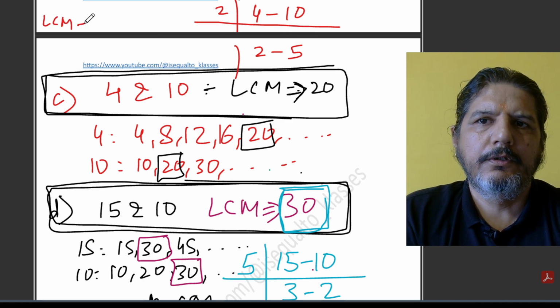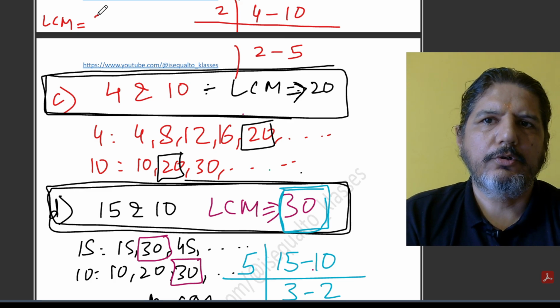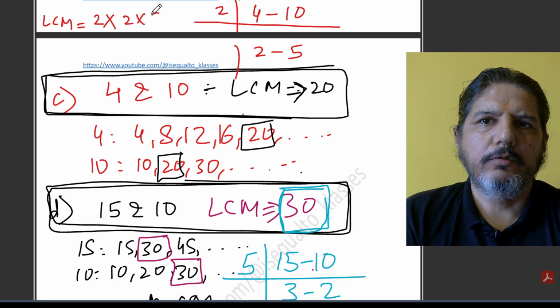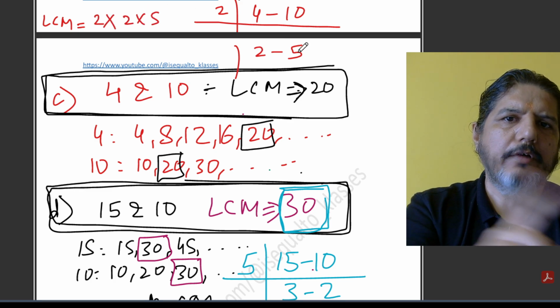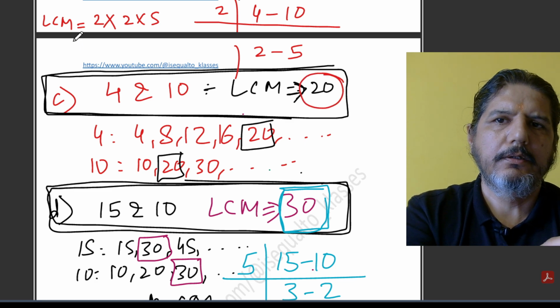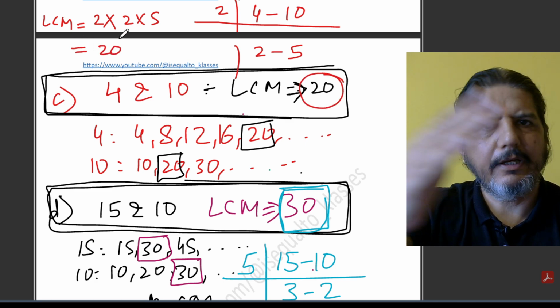The LCM is, just multiply these three numbers. So 2 into 2 into 5. 2 2s are 4, 4 5s are 20. The LCM is 20. This LCM is the same as we had found before.